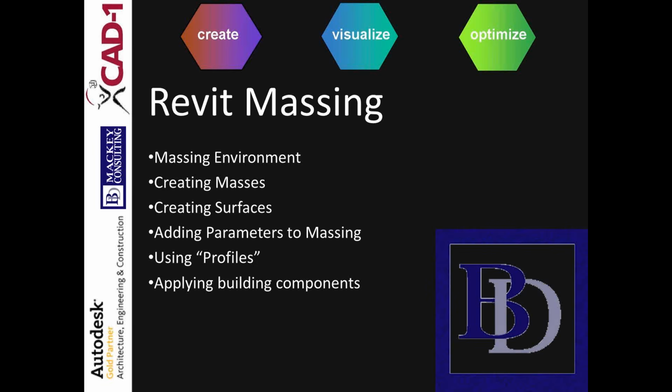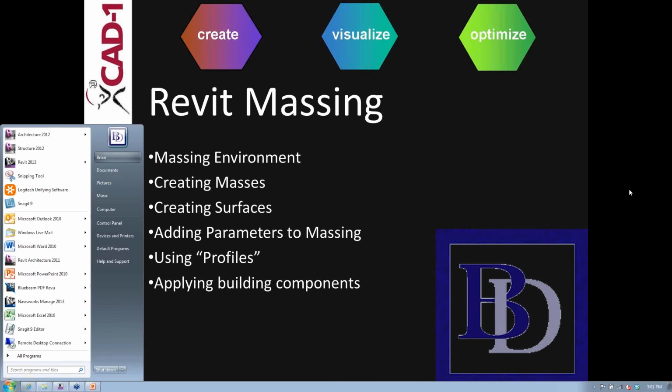Absolutely. So today we're going to cover, in Revit massing, the massing environment. Obviously, you can read your screen as well as me reading it for you: creating masses, creating surfaces, a little bit about the difference between surfaces and masses. Most people should know, but some people don't. It surprises you. Adding parameters to massing and using profiles, and then applying building components. So with that, I'm going to turn it over to Mr. Mackey here, and we'll get rolling.